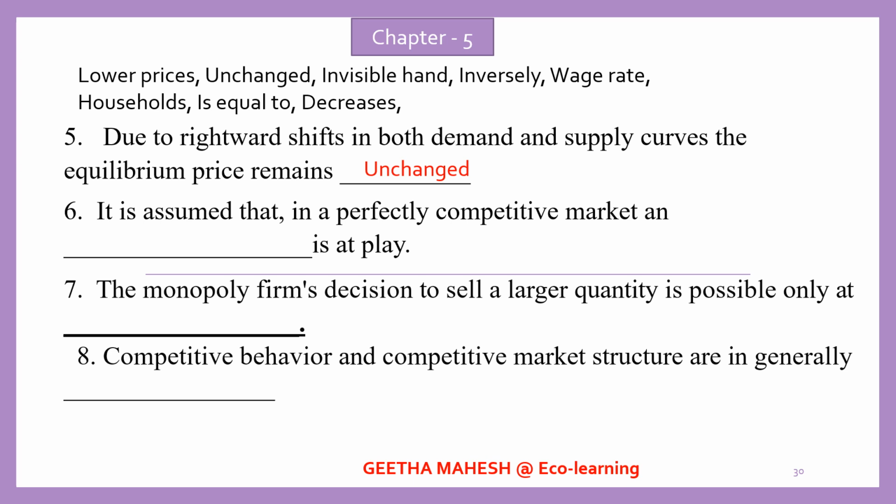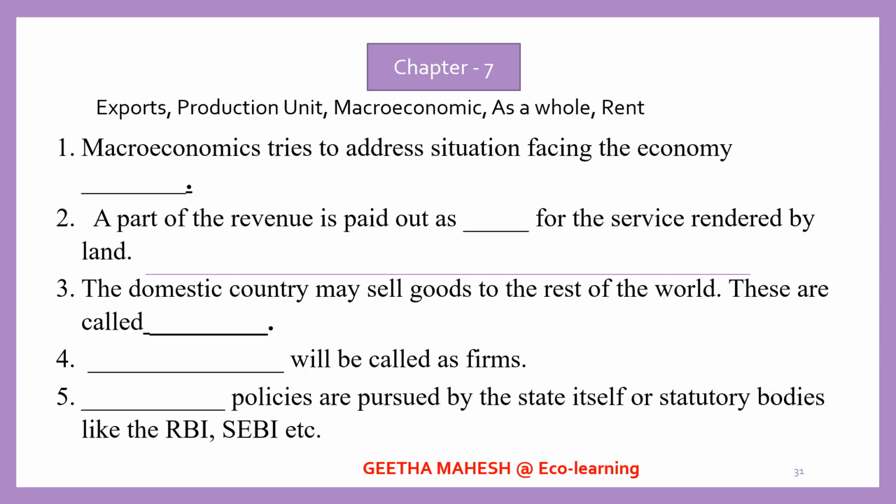It is assumed that in a perfectly competitive market, an invisible hand is at play. Monopoly firms' decision to sell a large quantity is possible only at lower price. Competitive behavior and competitive market structure are in generally inversely related. Macroeconomics tries to address situation facing the economy as a whole. Part of revenue is paid out as rent for the services rendered by land.